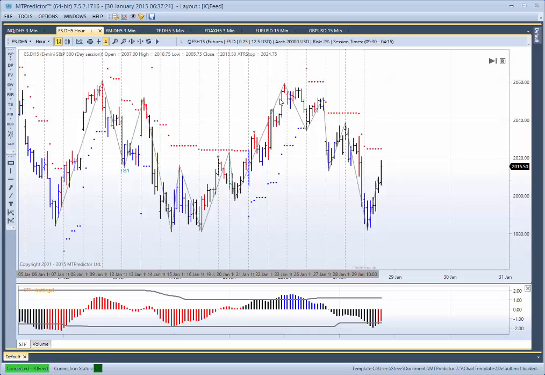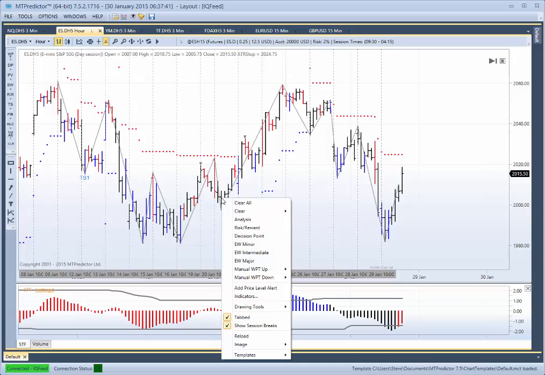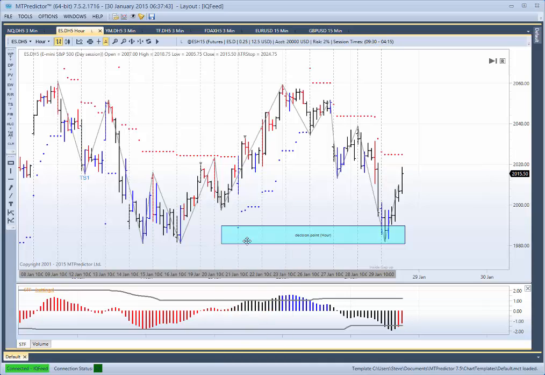On an hourly chart, here's our last pivot high back here, on the 22nd of January. And this was the last swing into the high, and this is what we tend to look at in MTPredictor. You'll have heard me say this many times before, so I'll zoom in a bit. So this is the last swing into that high. Therefore we come back to the last swing pivot low, which was here. We right mouse click, place our decision point on.